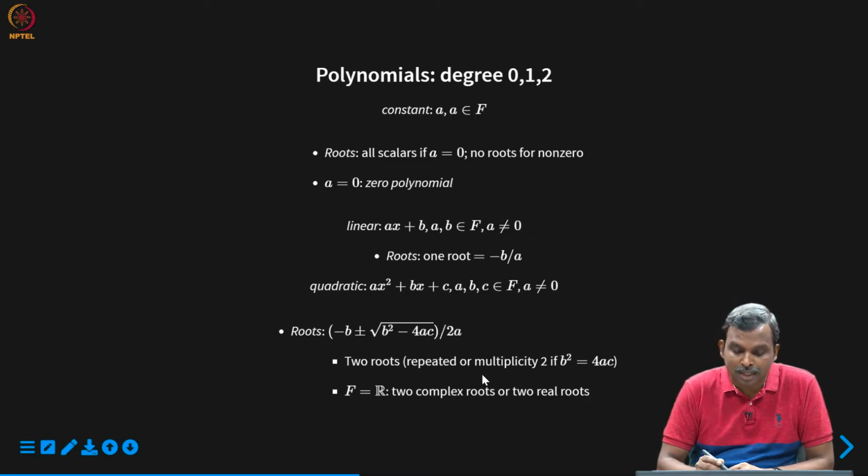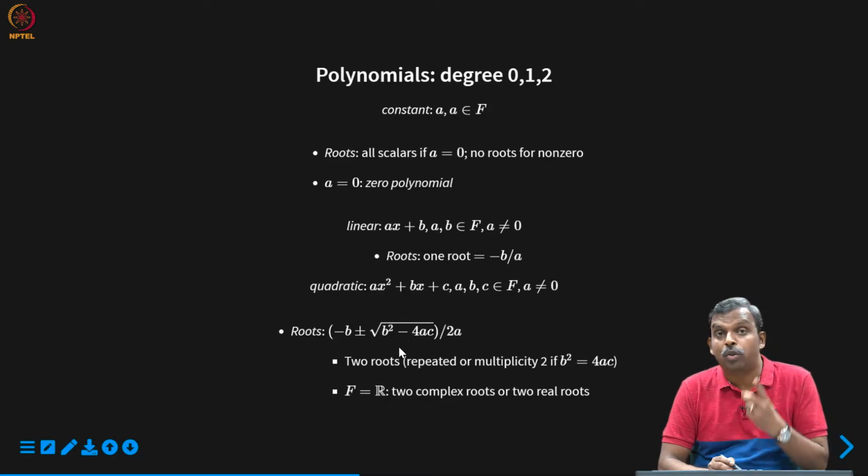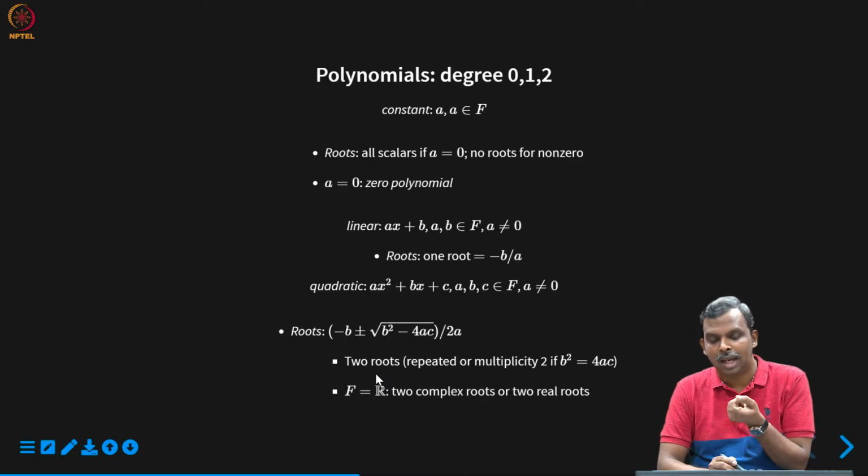That kind of a thing is called multiplicity. We will use this word multiplicity a lot. If the same root occurs twice in a polynomial, we will call it a root of multiplicity 2. You can also have higher multiplicities, but for now multiplicity 2 is possible. So for the quadratic itself, you could have two distinct roots, two different roots, each of multiplicity 1, that is possible, or the two roots could be the same and you could have multiplicity 2, alright.